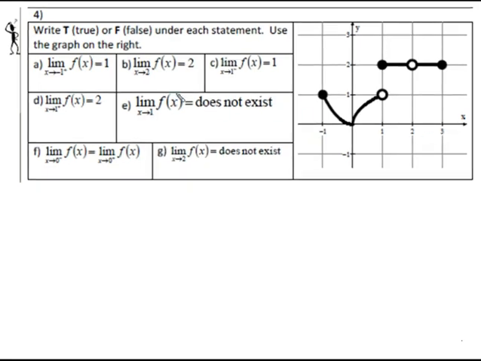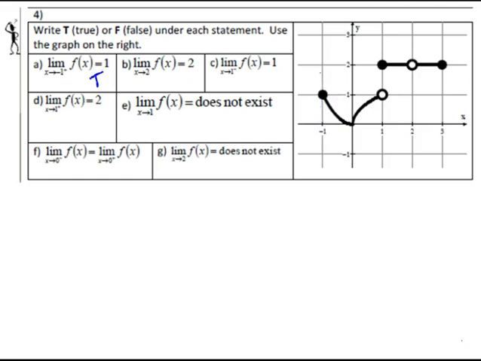So pause the video, see how you do, and then we'll go over them in a second. All right, so let's check out and see how you do. For the first one, we want to approach the limit of -1, but more specifically the right-hand side. So as we travel on the right-hand side, it looks like we're approaching a y value of 1, which is what they tell us, so that would be true.